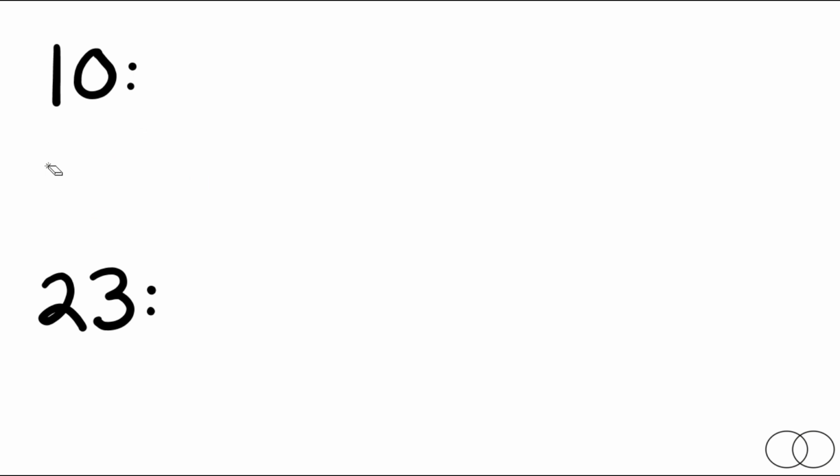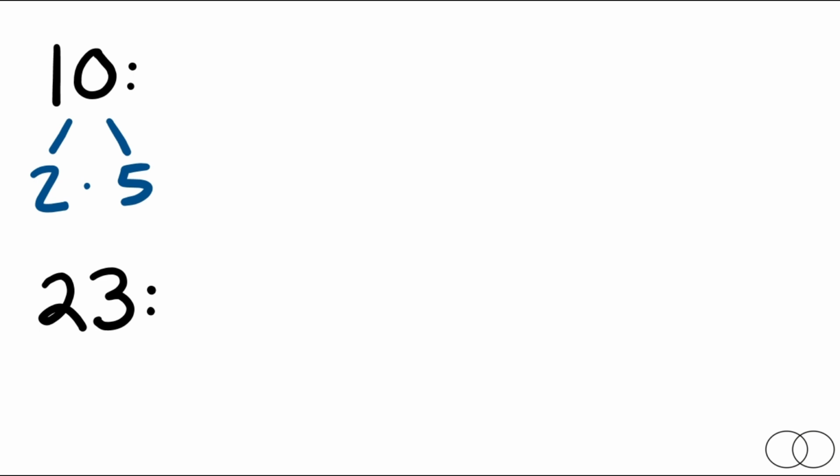But let me at least show you this. All right, so prime factorization. Let's start out with 10. We use a factor tree and we break it apart. What are two numbers that multiply together to equal 10? Well, we know that 2 and 5 multiply together to equal 10. 2 times 5 is 10.